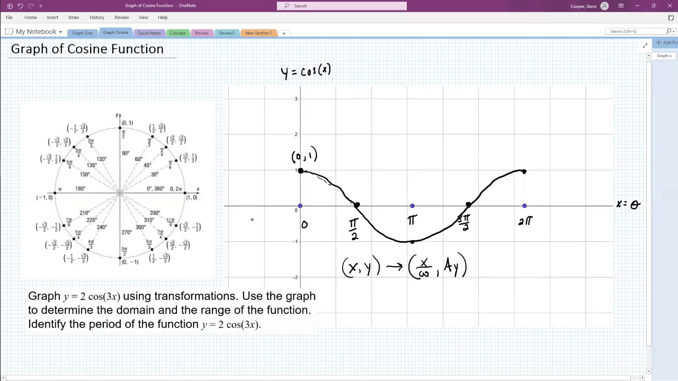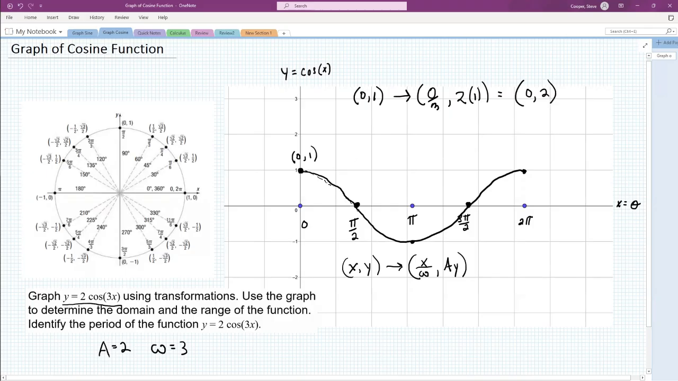Okay, so let's start with our 0, 1. Now, first of all, we need to know that a is 2, right? If I look at our y equals 2 cosine 3x, a is equal to 2 and omega is equal to 3. So we're going to take the point 0, 1, and we're going to create the point 0 divided by omega, which is 3, and then 2 times 1. Okay, so that means that 0, 1 becomes 0 over 3 is still 0. 2 times 1 is 2.